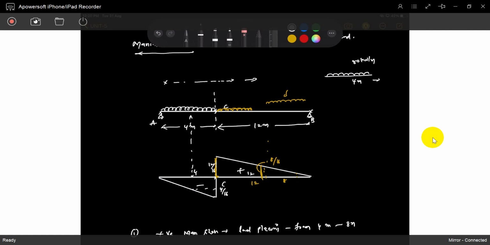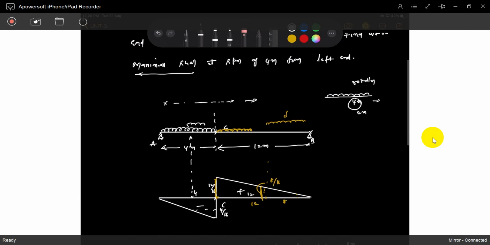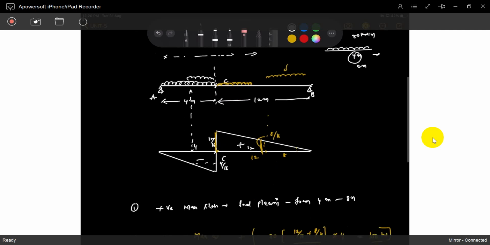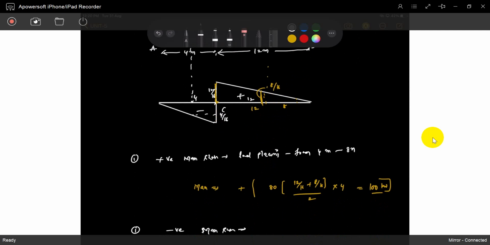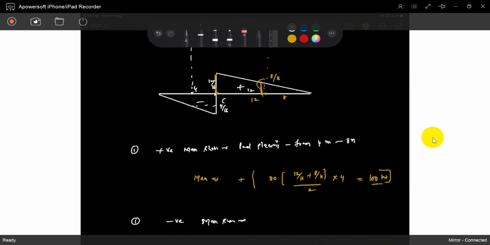Suppose it has only 2 meters. You have to place it like this. When you attach it at the section, then only you will get the maximum intensity towards that force, whether shear force, bending moment, anything. So if you place it like this, then only you will get the maximum negative shear. So the load placing is from 0 to 4 meters.